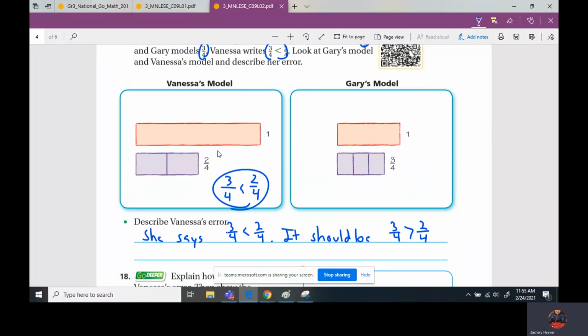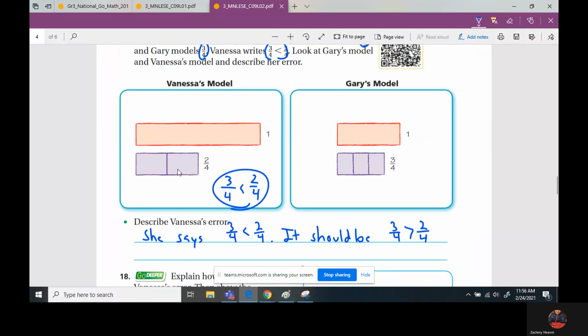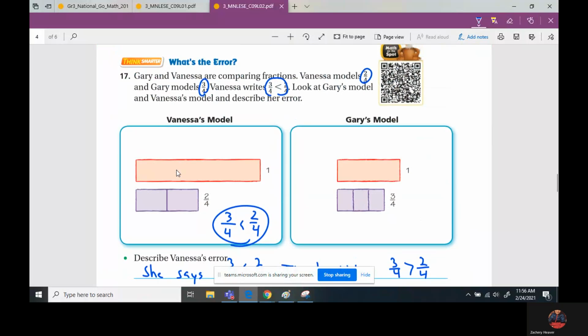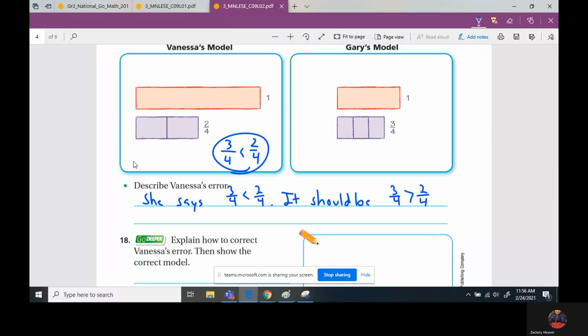Her model looks like it might be true. Both our models might be true, but we're going to see. I'll pause. Hold on. The error is the one models is not equal. And I'll tell you what that means.